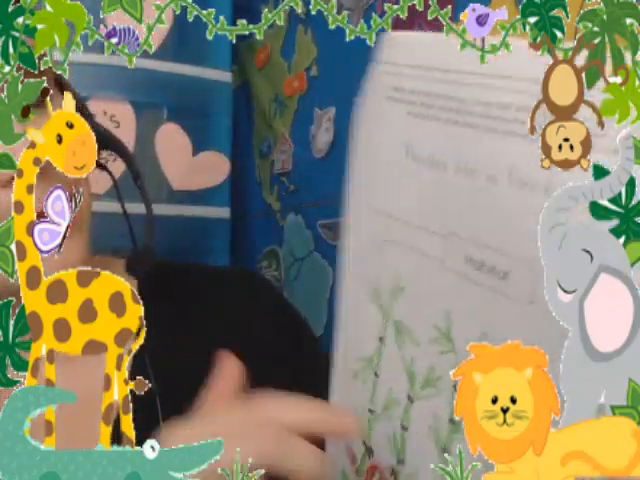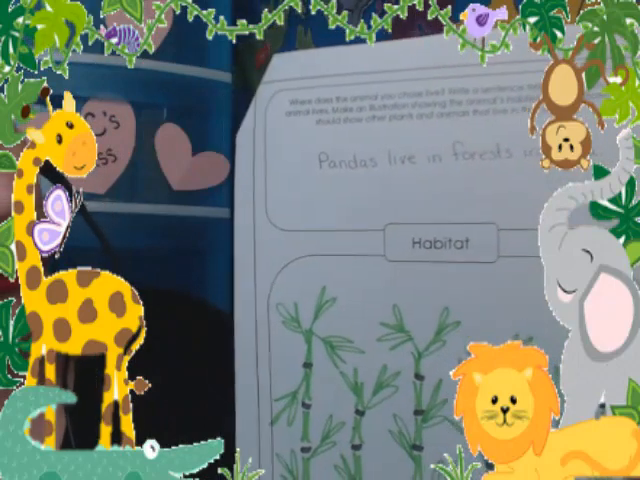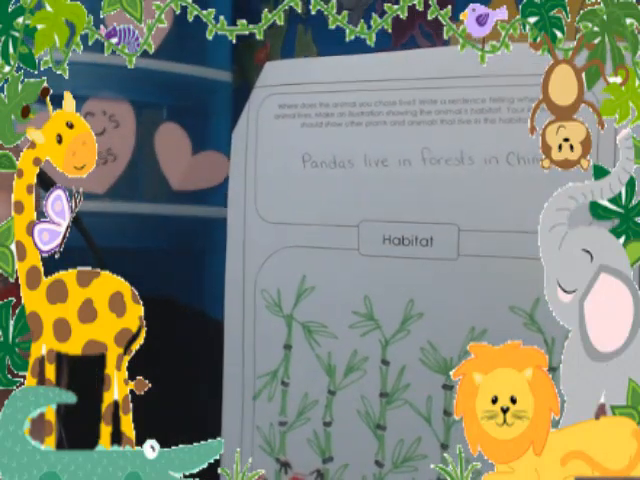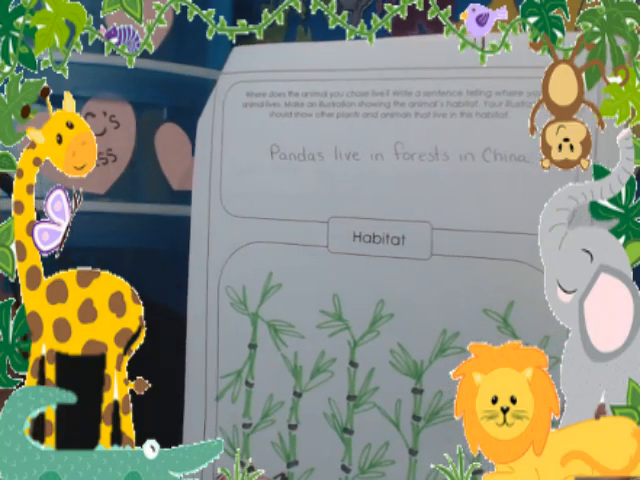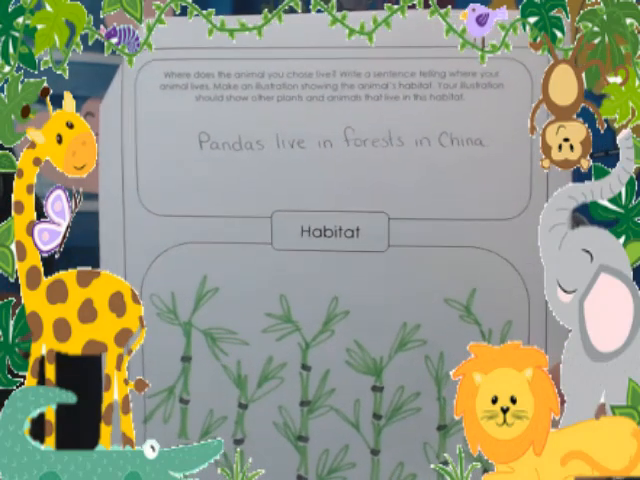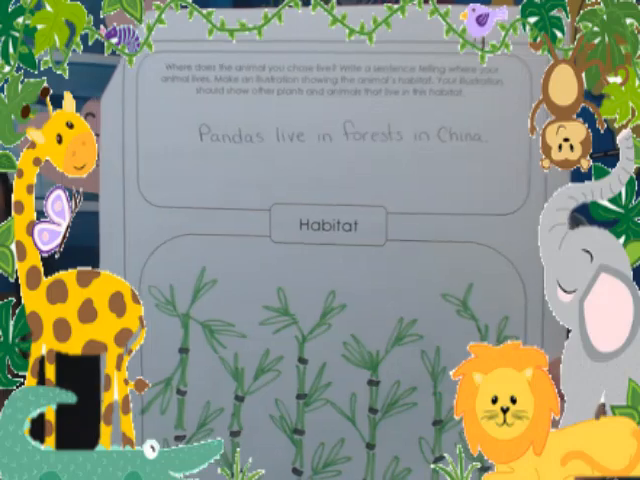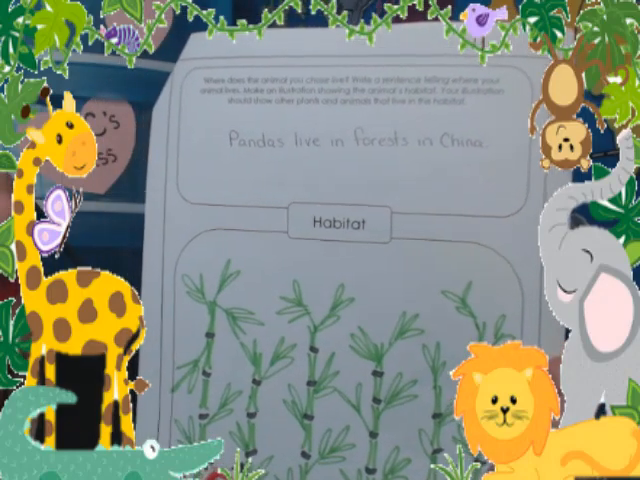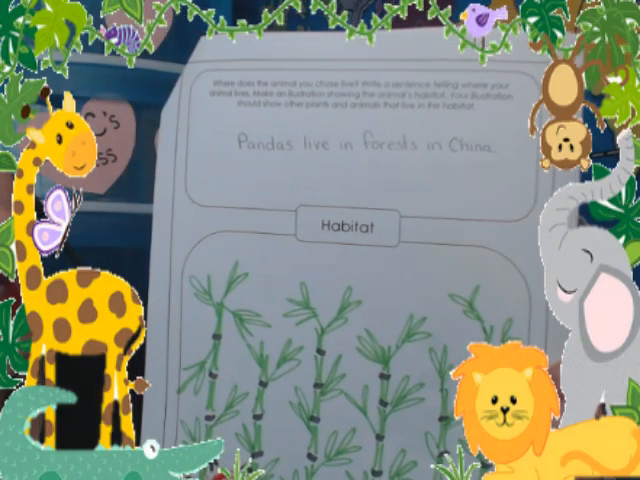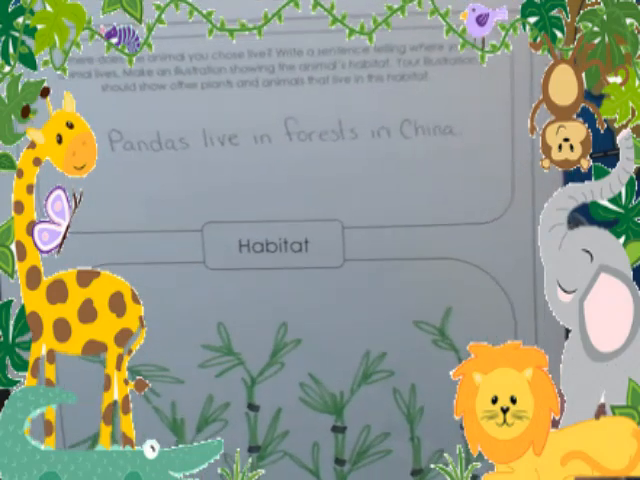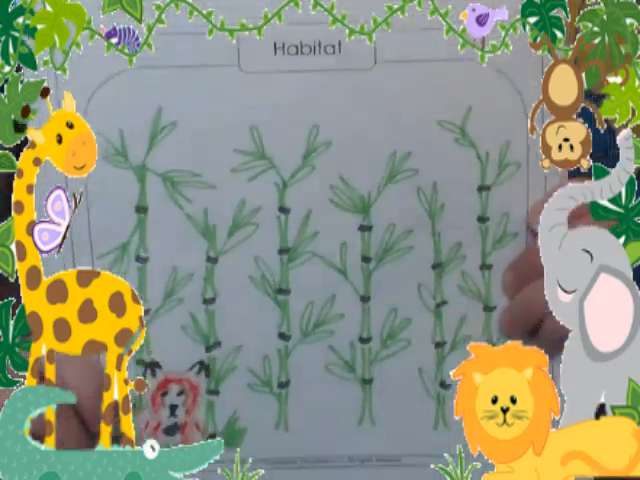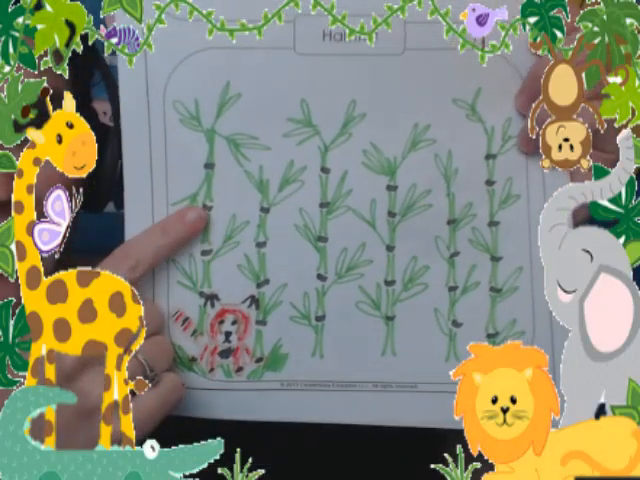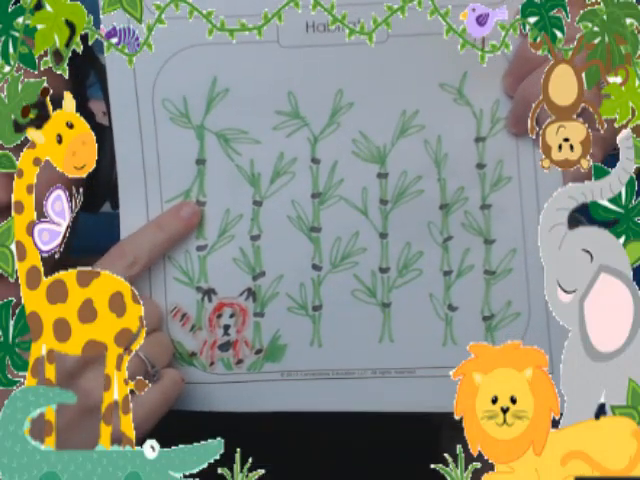This page says, where does the animal you chose live? Write a sentence telling where your animal lives and make an illustration, that's a drawing, showing the animal's habitat. So habitat, that's what that word means, where it lives. Your illustration should show other plants and animals that live in this habitat. So I wrote my sentence at the top. Pandas live in forests in China. And then below, I drew the bamboo. Those are the plants that grow in the bamboo forest.